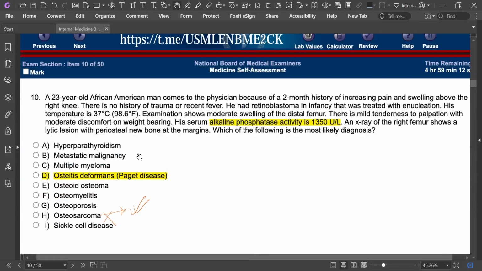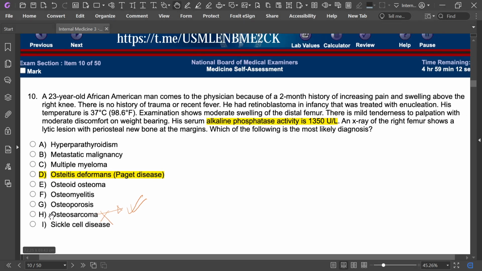Okay, next. The answer here would be osteosarcoma. Why osteosarcoma? We know this patient has chronic pain and bony swelling, and a history of malignancy in childhood, like retinoblastoma. A history of malignancy in childhood raises suspicion for a diagnosis of osteosarcoma. This is a very high yield point you have to remember.